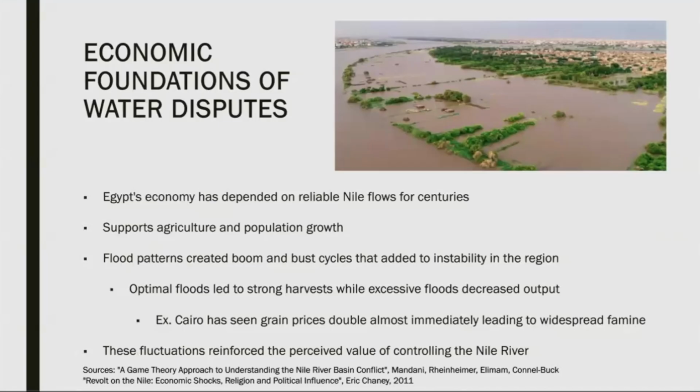For example, in Cairo, they have seen grain prices double almost immediately after a large flood, leading to widespread famine. This only reinforces the country's need to have control over the Nile River and increases the perceived value of the water.